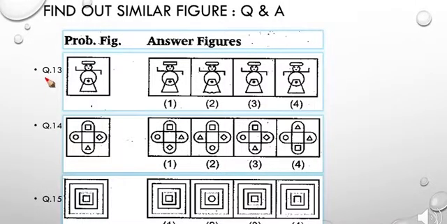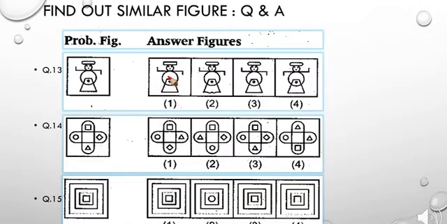Question number 13, there is a problem figure given and there are 4 answer figures given. We need to find which answer figure is exactly similar to the problem figure. So let's understand various parts of the problem figure. We see that there is a design here which is this way. Let's check this design whether present in any of the answer figures.